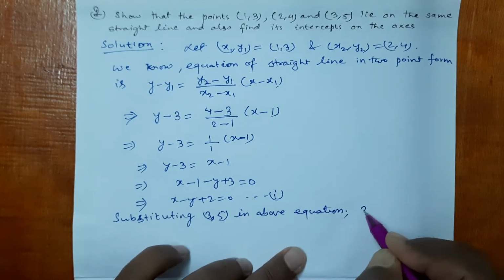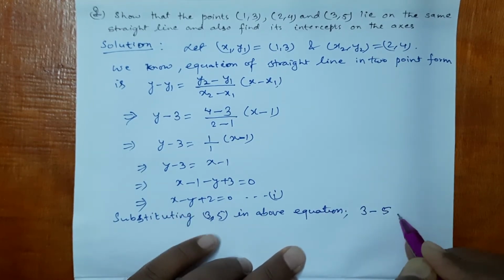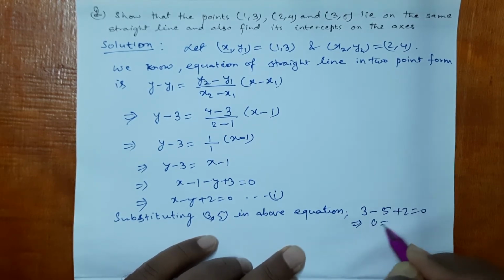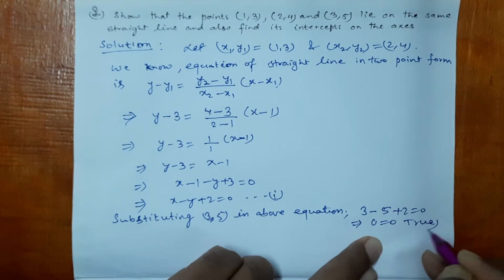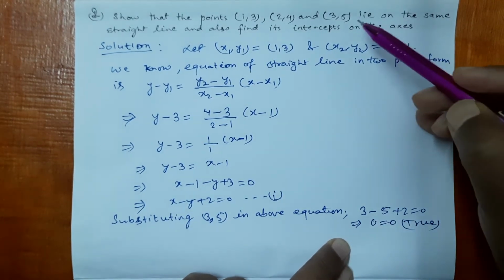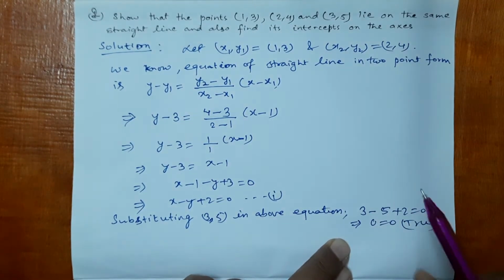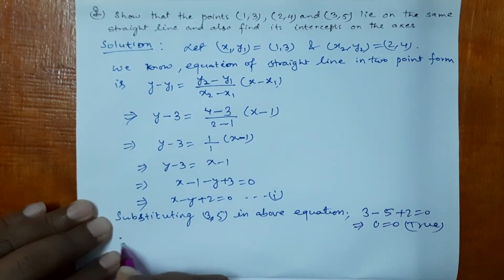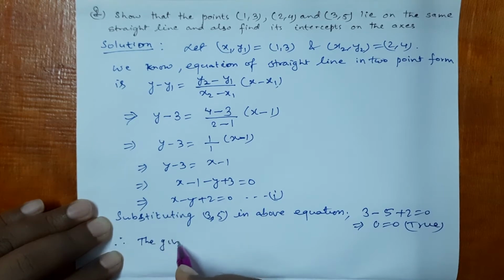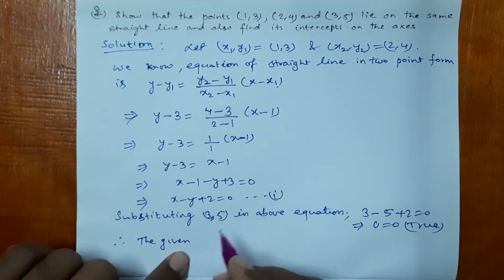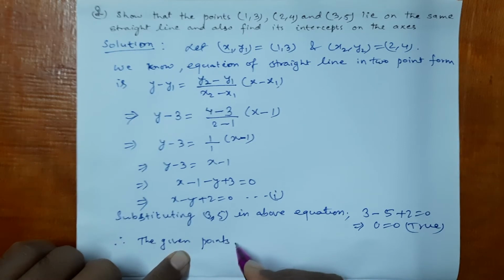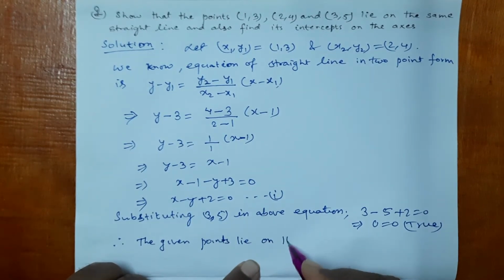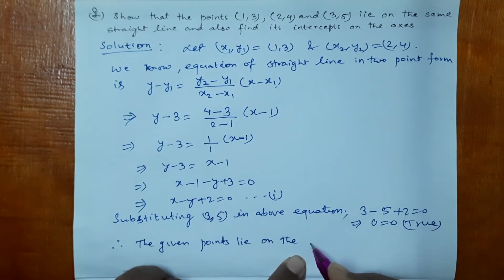In place of x, you can put 3. In place of y, you can put 5, plus 2 equals 0. Here, 3 plus 2 is 5, minus 5 will be 0, so 0 equals 0. True. That means this last coordinate made this equation true. Therefore, the given points lie on the same line.